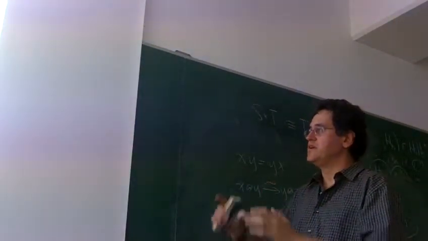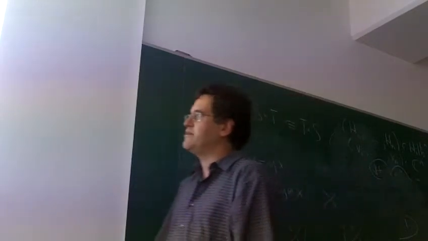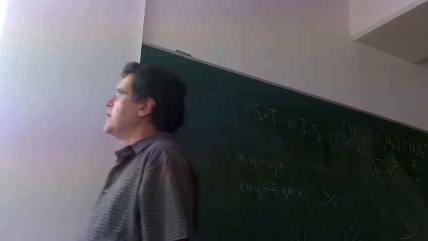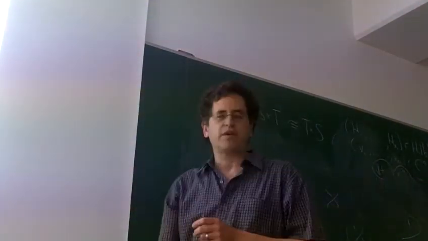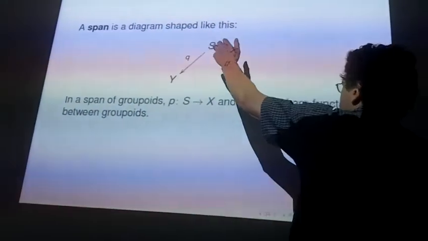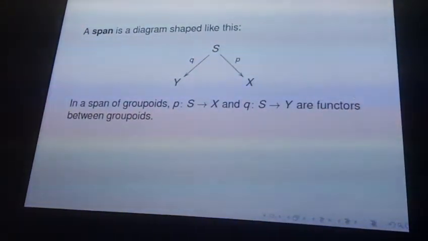which algebraic geometers might call a correspondence, is just a diagram in any category that looks like this. So it looks like a little bridge. So we'll be looking at spans of groupoids. All these three things here are groupoids, and then these arrows here will be functors.